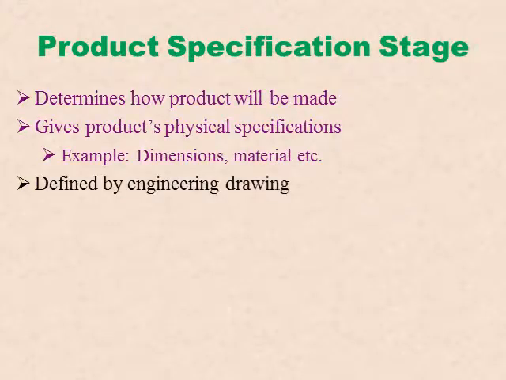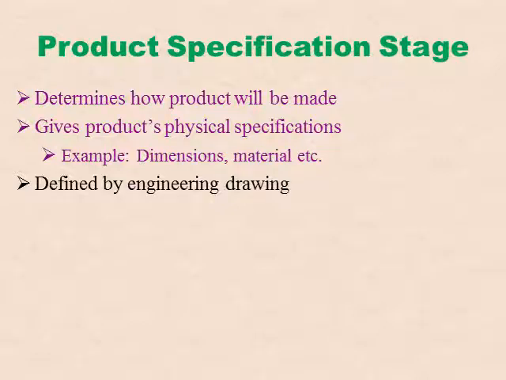Then the product specification stage. In the product specification stage, it determines how the product will be made, means which processes are going to be used for manufacturing that product. Then give the product's physical specification. What is the dimension of the product? Which materials are used for that product's manufacturing? So define this before manufacturing the product.